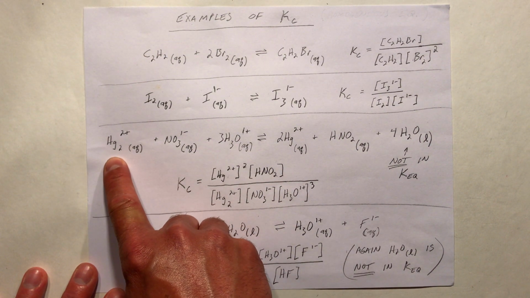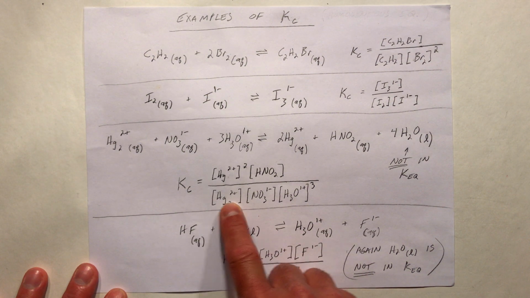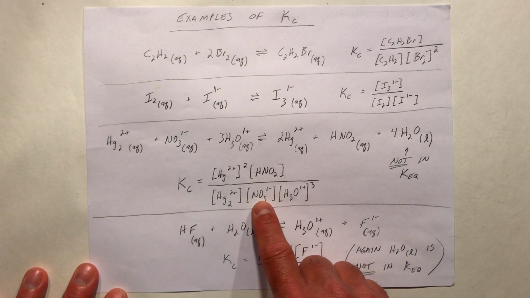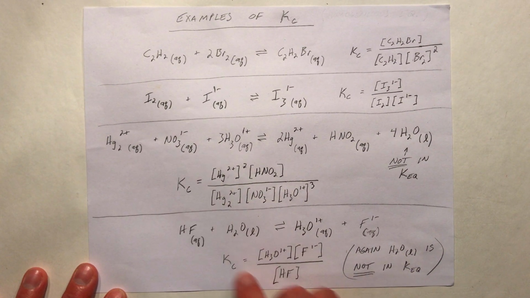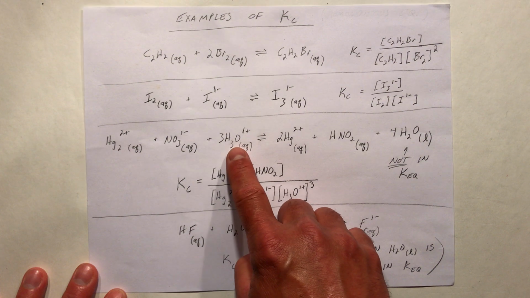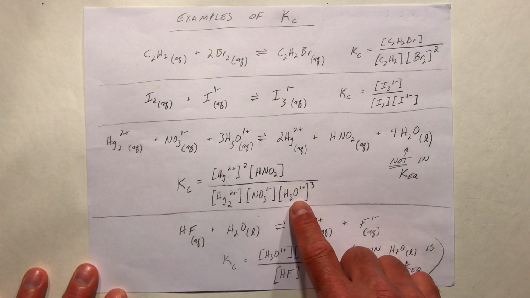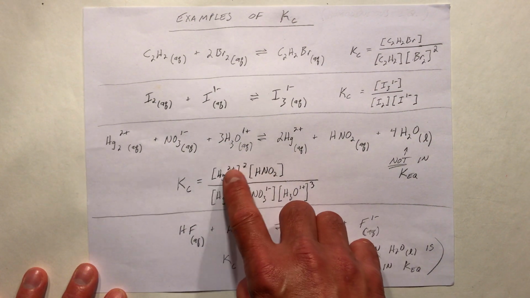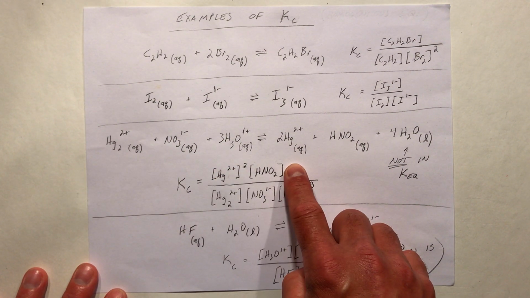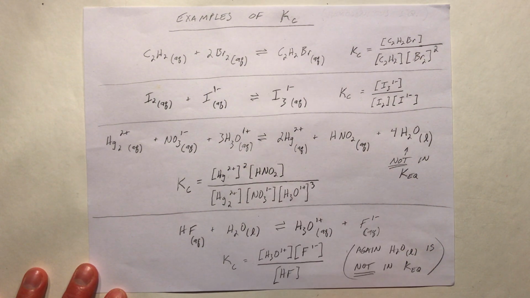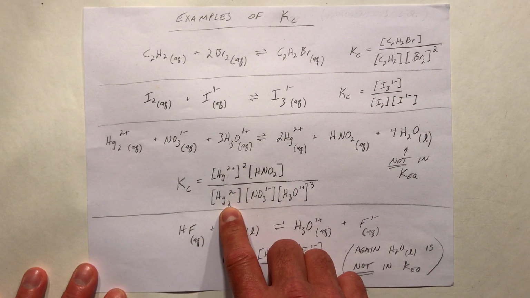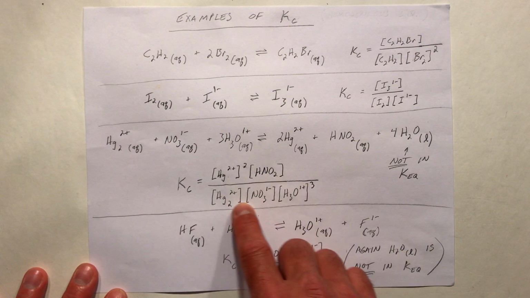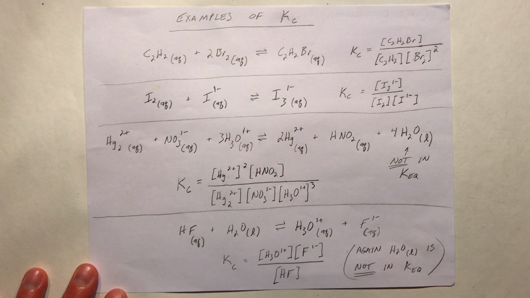the concentration of this reactant raised to the first power, because of that 1 coefficient, and the concentration of this reactant raised to the 1 power because of that 1 coefficient, and the concentration of this reactant raised to the third power because of the 3 coefficient. So the product of the concentrations of the products raised to their respective stoichiometric powers divided by the product of the concentration of the reactants raised to their respective stoichiometric powers.